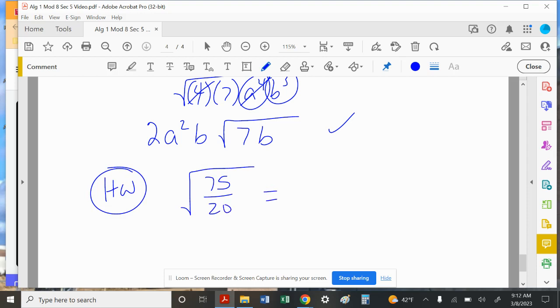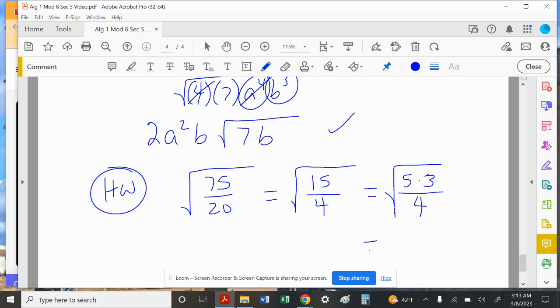And so in this case, I can actually split this up. Notice that I can divide both numbers by 5. 5 goes into 75 15 times, and 5 goes into 20 4 times. So I'm going to split those numbers up just to see what I get. Of course, 15 is 5 times 3. That's not going to be able to take anything out. 4 is really 2 times 2.